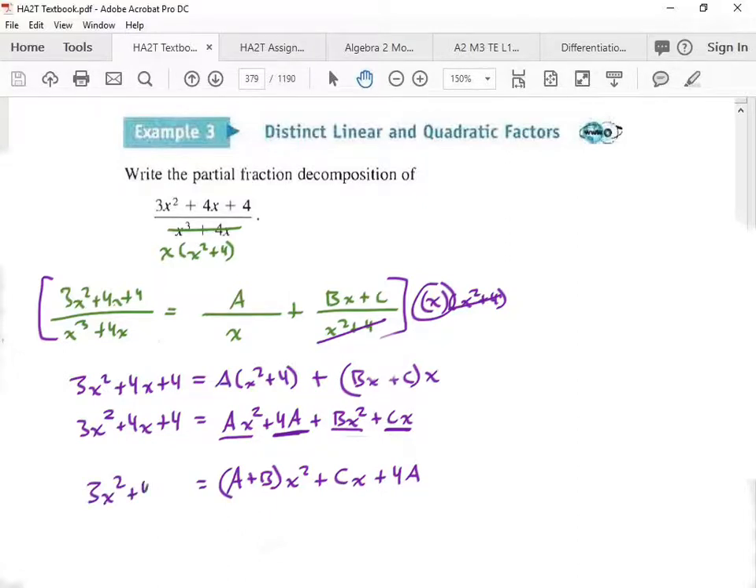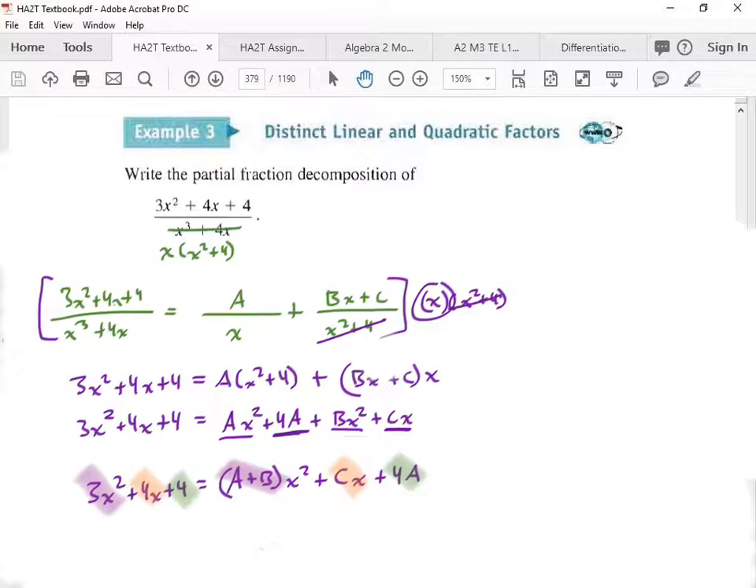3x squared plus 4x plus 4. Now, if you guys love highlighters, now's the time to bust them out. Our job right now is to match these up. There's our x squared term, there's our x squared term. Do we have an x term? Yes, we have a 4x, and on the other side it's Cx. We're just lining them up. The last one is the constant, which is a 4 and 4A.